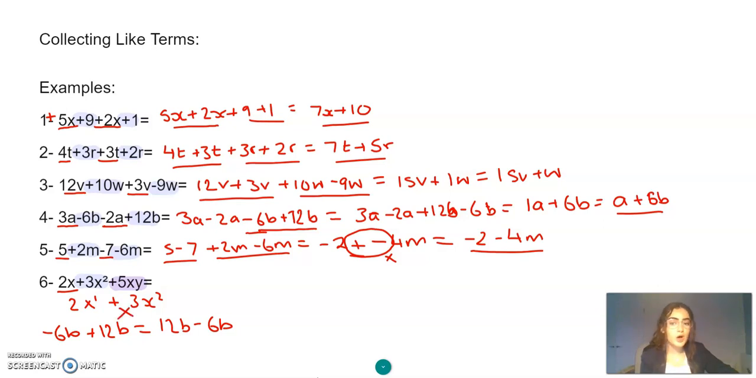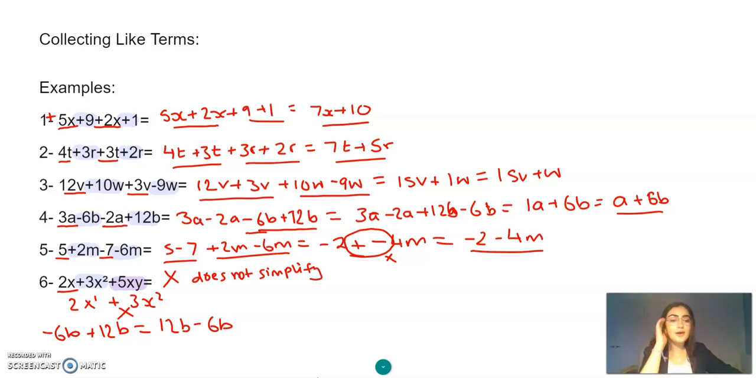And xy we cannot combine because it's just not the same letter. We can clearly see that it's x times y, and this is just x. So altogether we don't have any like terms in this expression. So it does not simplify. And there you have it.